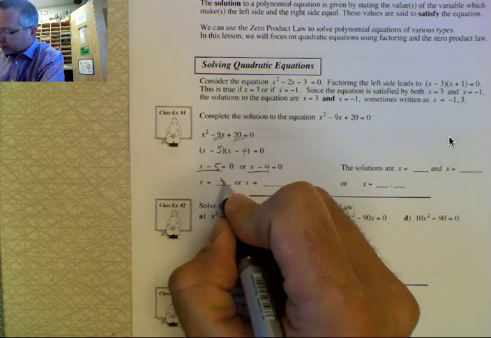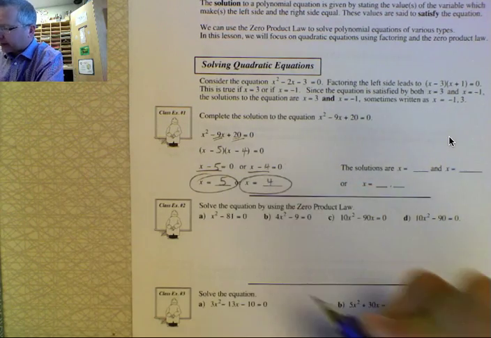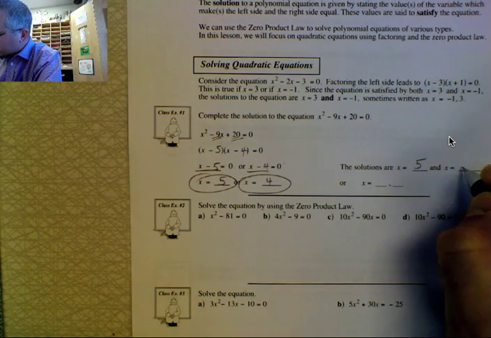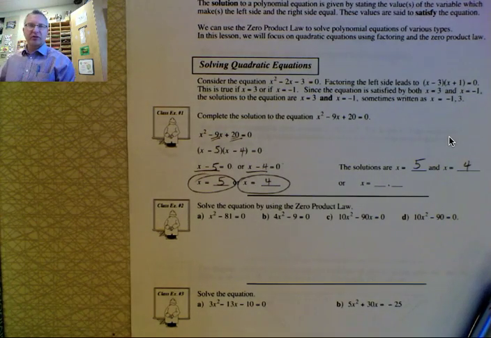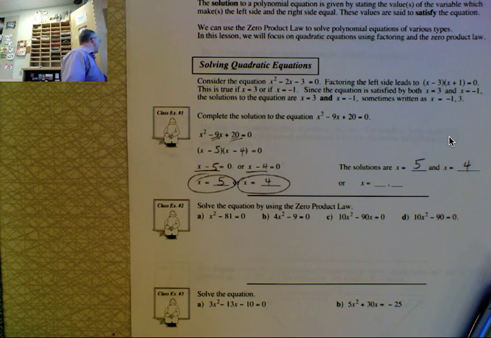We add 5 to the other side and get one x-intercept at 5. We add 4 to the other side and get another x-intercept at 4. So the solutions of this equation are 5 and 4. Those are the two x-intercepts that we have in this particular situation.